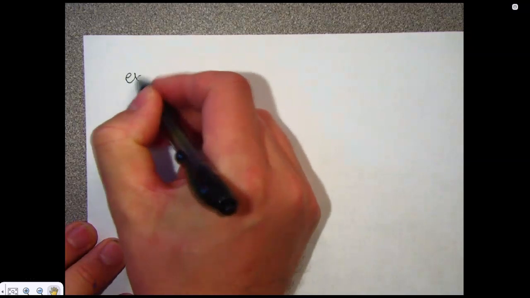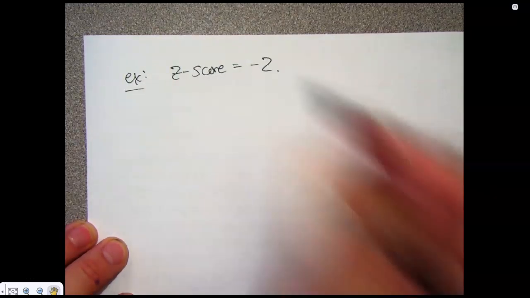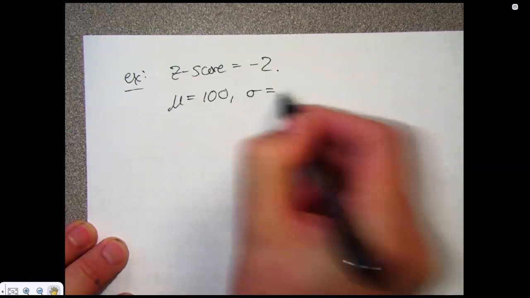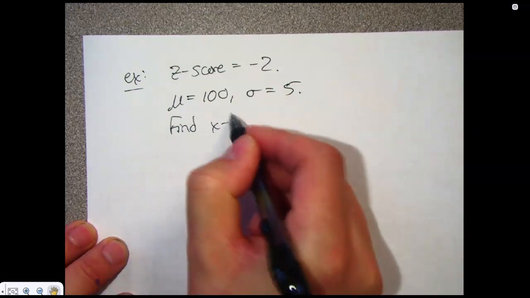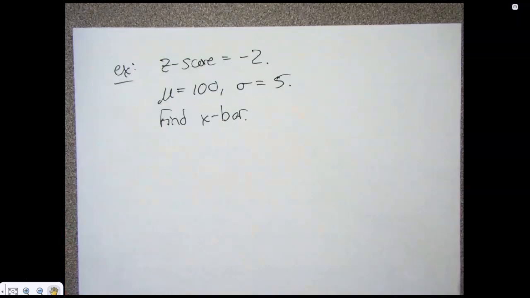So I could give you the z-score. So the z-score is negative 2. Mu is 100. Standard deviation is 5. Find x bar. I'll give you a second to try that, and I'll go through it. You can kind of think through it. You can use the formula, or sketching a graph might help you. I'll talk about all those when I do it.